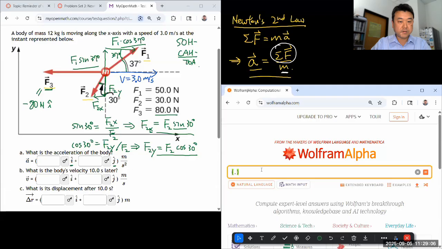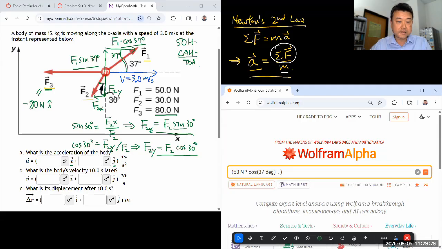So x component, let's do f1 plus f2 plus f3. So it's gonna be f1 cosine of the angle associated with f1. So 50. Do I have to say Newton? Yeah, let's say Newton. Times cosine of 37 degrees. And then I have to mind the directions.